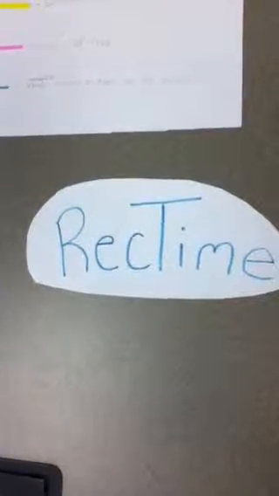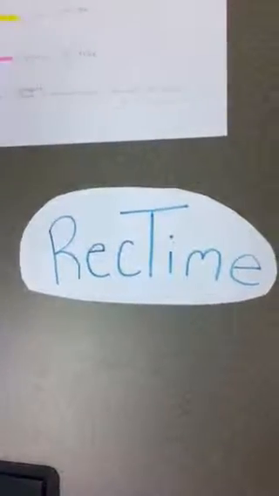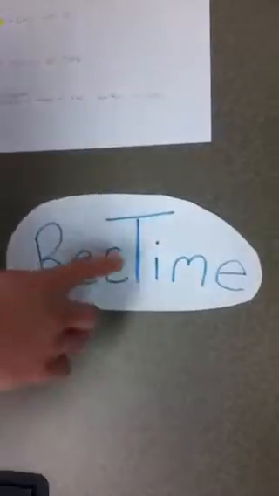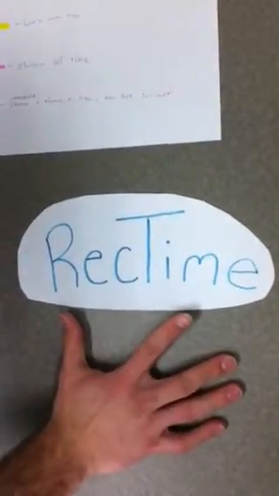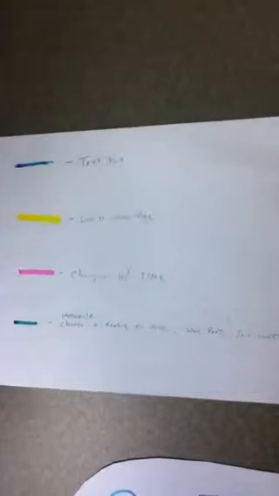Okay, the name of the site is RecTime.com. And notice how the I is under the T. This is actually going to be the logo for the site. If you go up here, this will help you know what each color means.